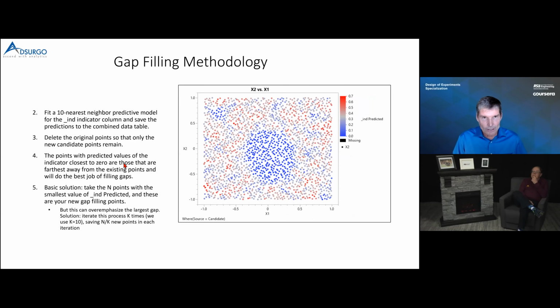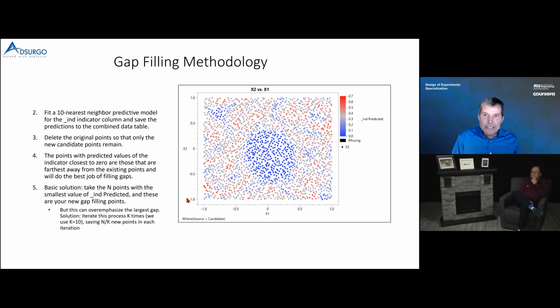So as it turns out, this is how that model worked. The deeper blue it is, the farther away it is from the ones which are the existing points. And you can see how we fill in these guys right here.